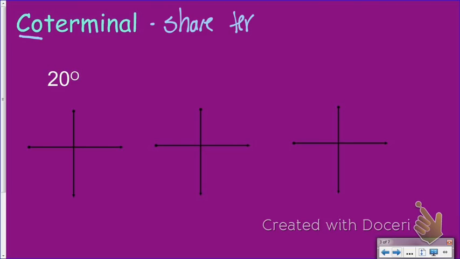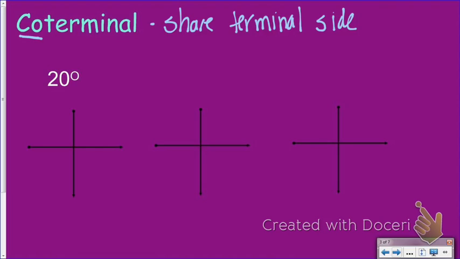What's going to make them different is our arrow. For example, when we just did that last question with 500 degrees, 500 degrees and 140 degrees both ended in the same place. They were both coterminal angles. 0 and 360 was another example. They both ended on that line, so those were both coterminal angles. They shared the same terminal side, and they ended in the same place.